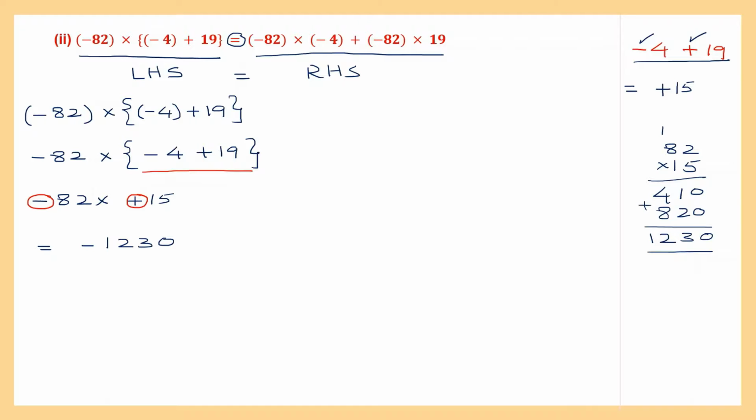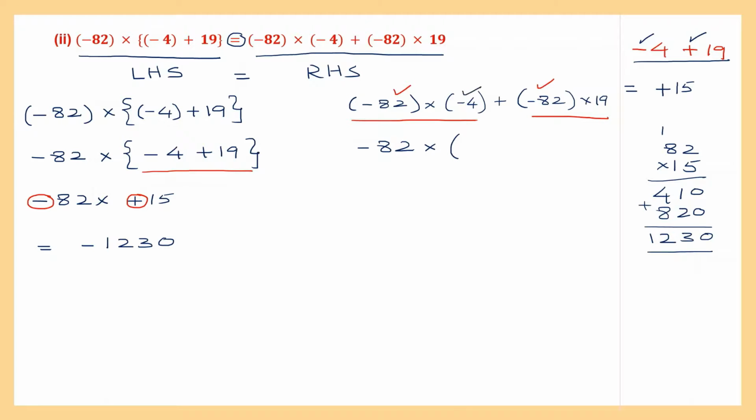Let's copy the question. So we have minus 82 into minus 4 plus minus 82 into 19. And as you can see, this is in the form of the distributive law. We can apply the distributive law to this, because we have minus 82 repeated. So let's follow the distributive law. Let's apply it here. So we have minus 82 into, now take this minus 4 plus, take the next number, 19. So here we have minus 82 into minus 4 plus 19.